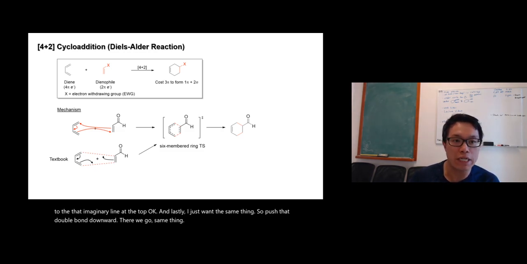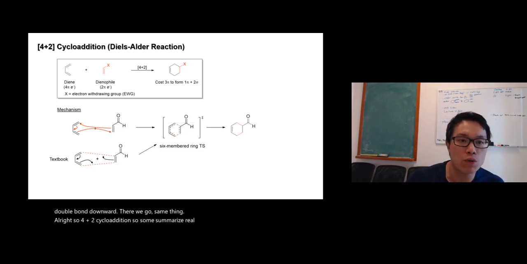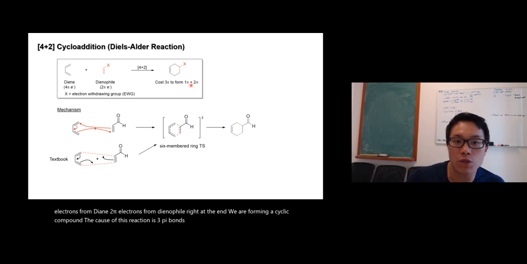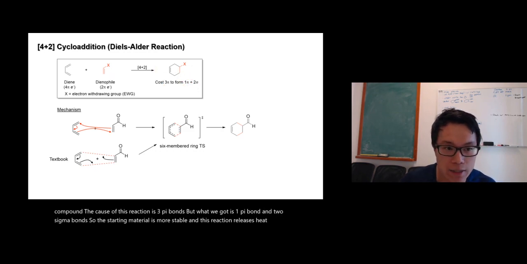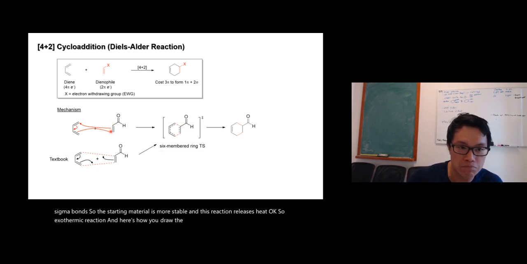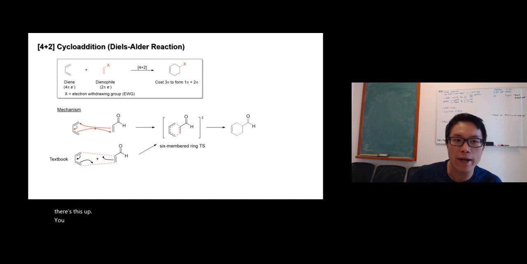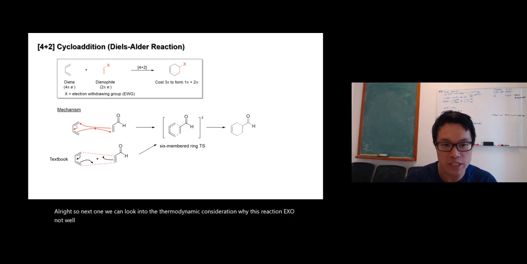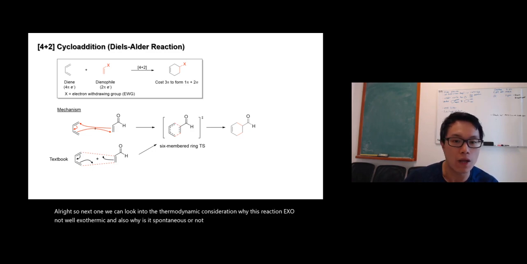All right. So, [4+2] cycloaddition. To summarize real quick: the 4 comes from 4 pi electrons from the diene, and 2 pi electrons from the dienophile. At the end, we are forming a cyclic compound. The starting materials have 3 pi bonds, but what we got is 1 pi bond and 2 sigma bonds. So the product is more stable, and this reaction releases heat. It's an exothermic reaction. And here's how you draw the mechanism down here. Either one works; this is up to you. Next, we can look into the thermodynamic consideration: why this reaction is exothermic, and also whether it is spontaneous or not. All right. Next video.